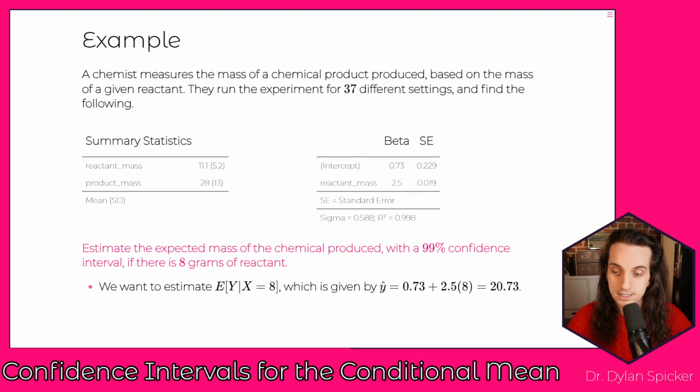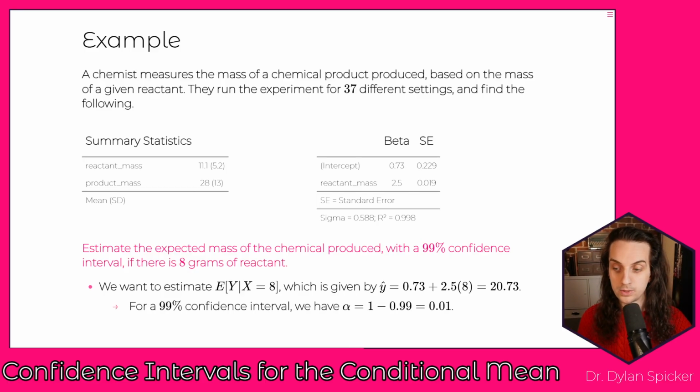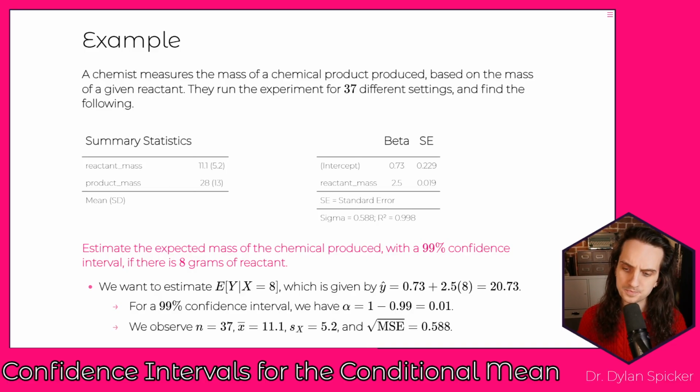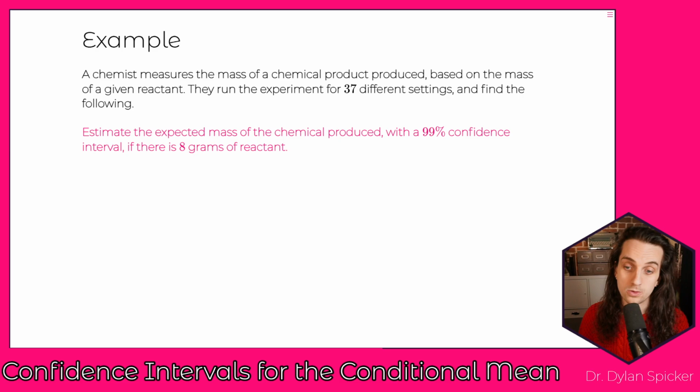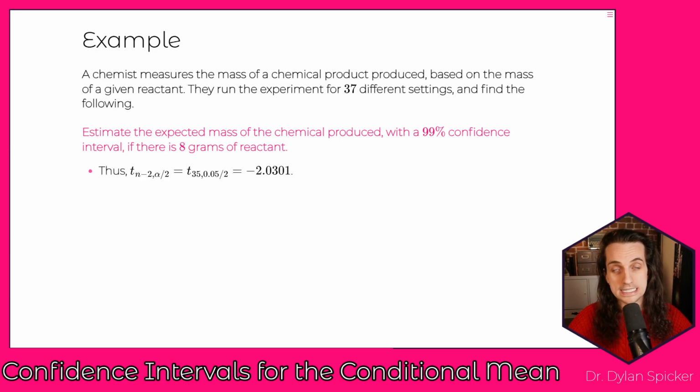We want the point estimate, right? That's going to be 0.73 plus 2.5 times 8, which gives us 20.73. We have alpha is 0.01, and we're observing n is 37, x bar is 11.1, sx is 5.2, and the square root of MSE is 0.588. So that's all the information that we identified from those tables. That's everything that we need to solve this question. So going forward with it, we have our t n minus 2 distribution. That's going to be t at 37 minus 2, or the t 35 distribution.